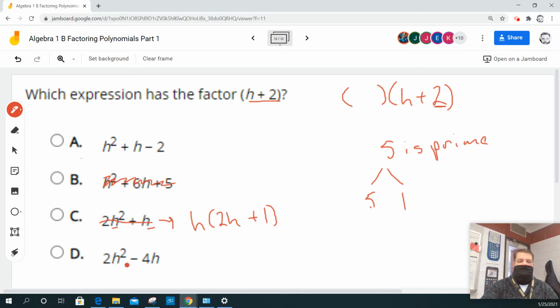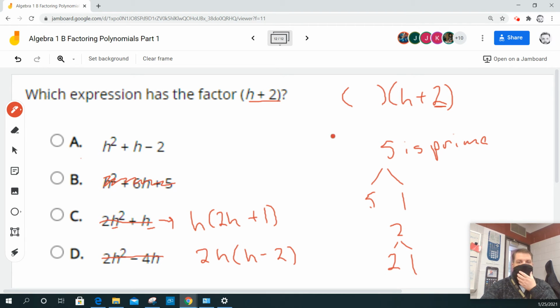That doesn't work. So now this one, I can actually factor out 2H, and I get H minus 2. Close, but it's not H plus 2, right? Now this one, 2 is also a prime number, by the way. So the only way I can get 2 is if I have 2 times 1.